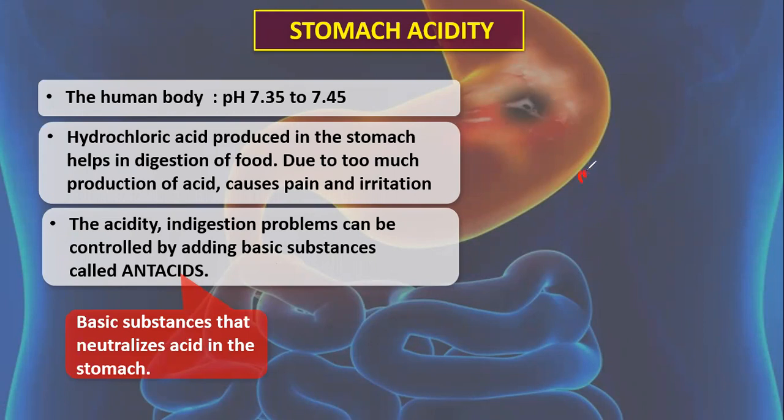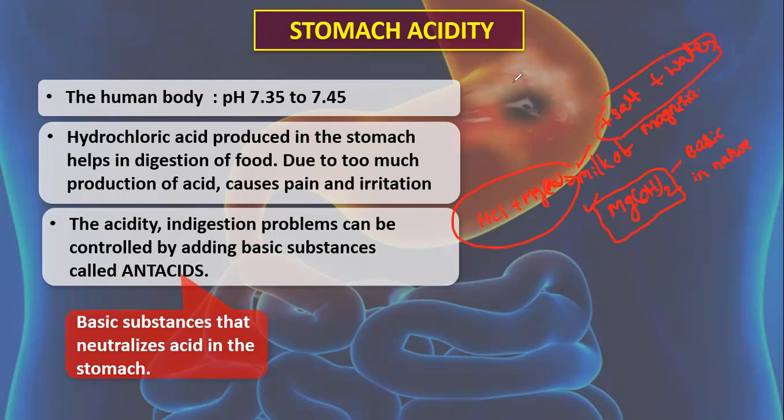An example is milk of magnesia, also known as magnesium hydroxide, Mg(OH)2. It is basic in nature. To neutralize the hydrochloric acid, HCl, present in our body, it reacts with milk of magnesia, Mg(OH)2, and gets neutralized. It gives MgCl2 plus H2O, that is, salt plus water. This reaction is a neutralization reaction.